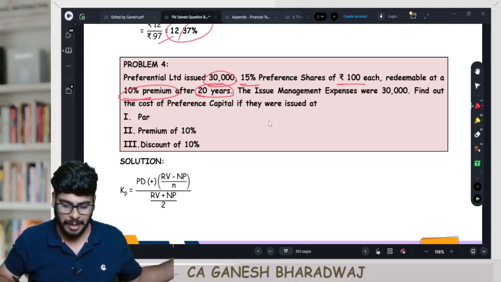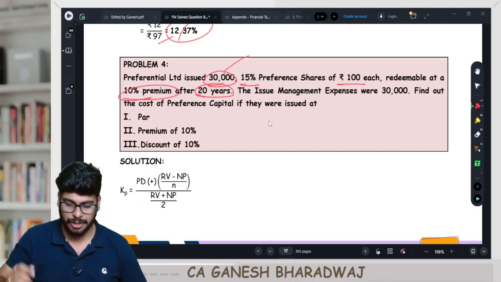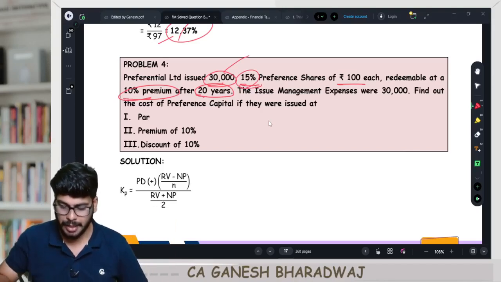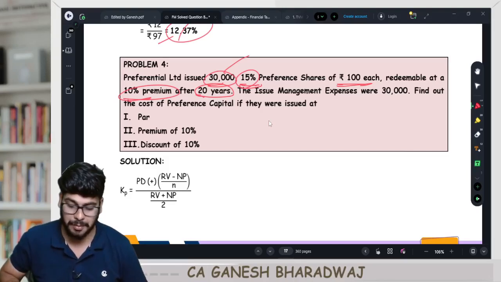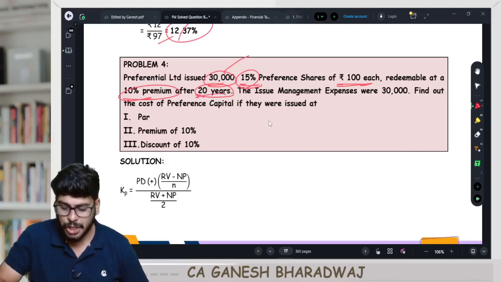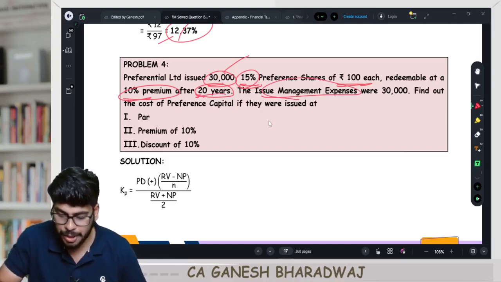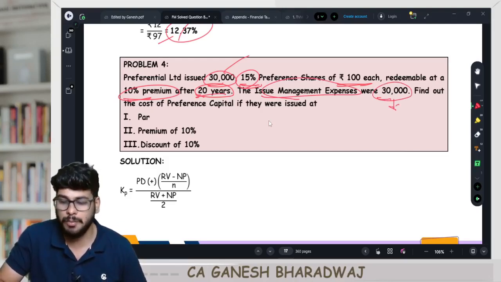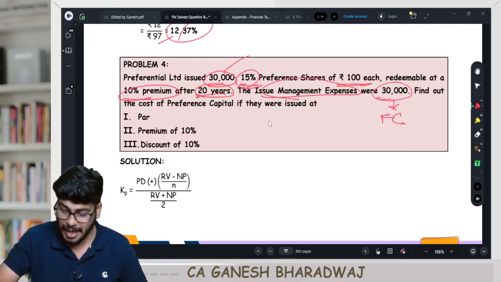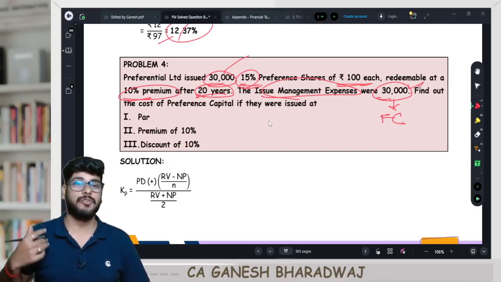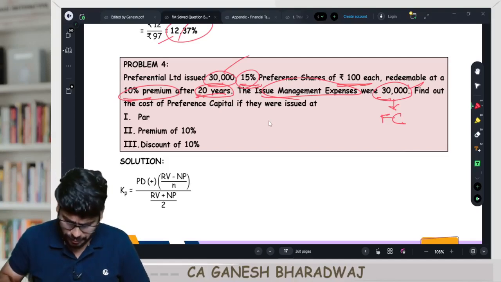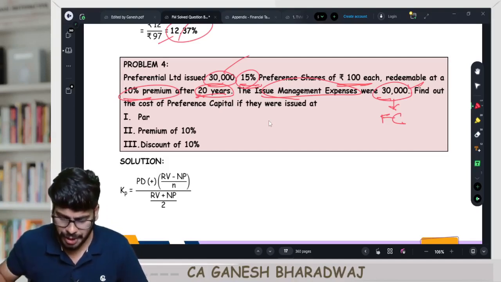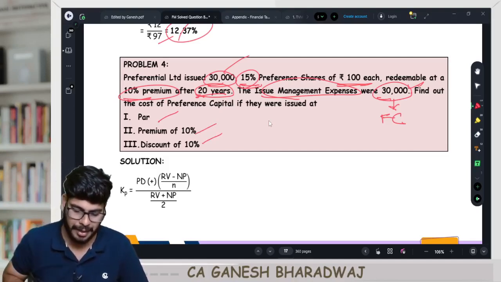Do that. Fine. So now they've said they've issued 30,000 shares, 15% the dividend rate, and the shares are each valued at 100 rupees, redeemable at a 10% premium after 20 years. The issue management expenses were how much? 30,000 rupees. And what do you mean by this? It's a flotation cost and it is given in total value. So which means in this sum, we will do the calculations for total, right? Fine. Find out the cost of preference share capital if they are issued at par, premium and discount.